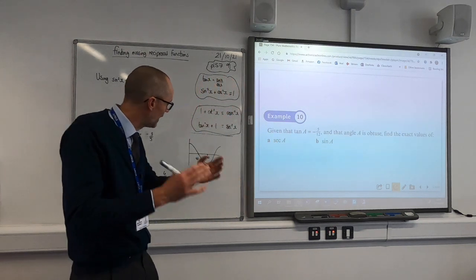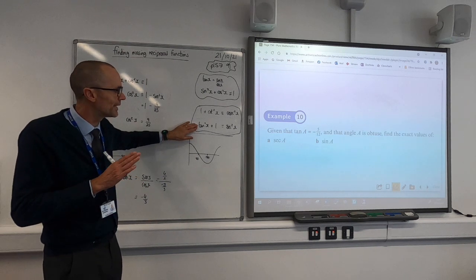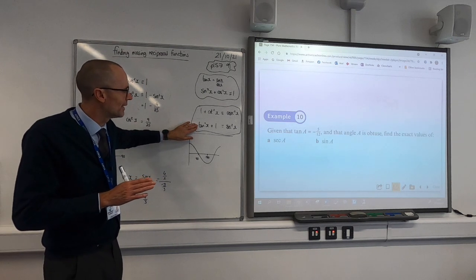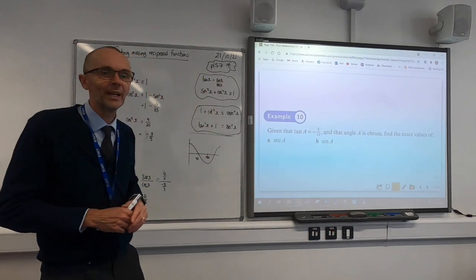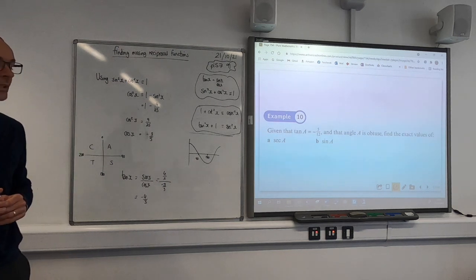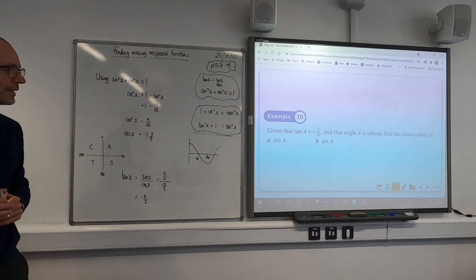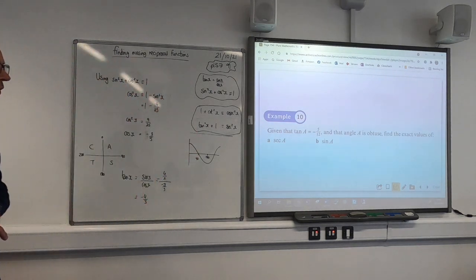Well, here, look, I've got an identity linking tan squared and sec squared. If tan is minus 5/12, tan squared is that squared, which will be plus 25 over 144. So go on, have a go. See if you can work out what sec is.